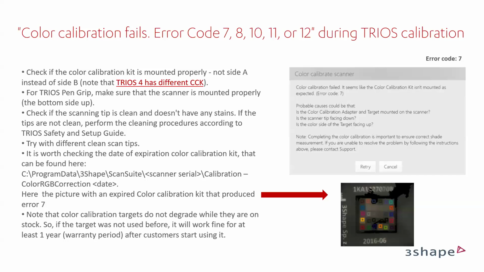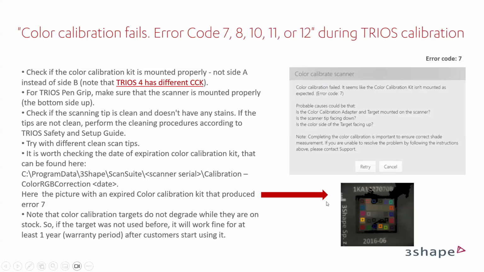Also, the most common error messages you can face during the color calibration we call error code 7, 8, 10, 11, or 12. Actually, all of them mean almost the same. When you are trying to proceed with the color calibration, you may face this same error message. For example, here you can see error code 7, but it can be error code 8, 10, and so on.